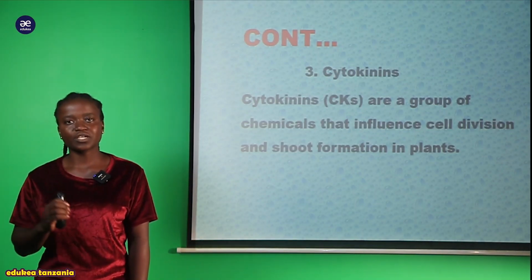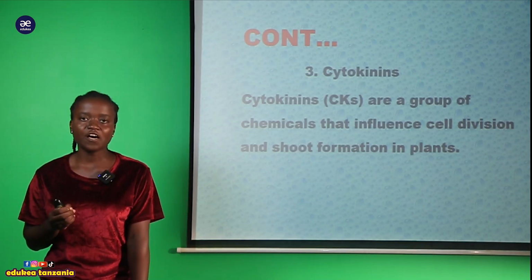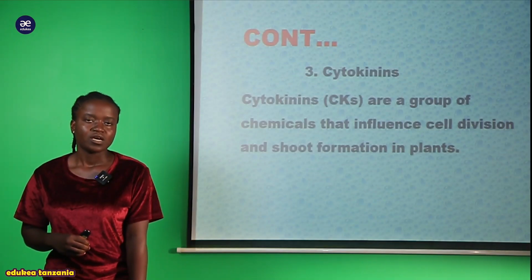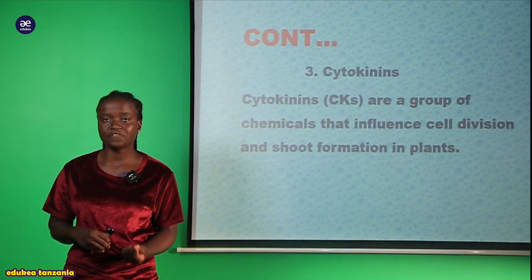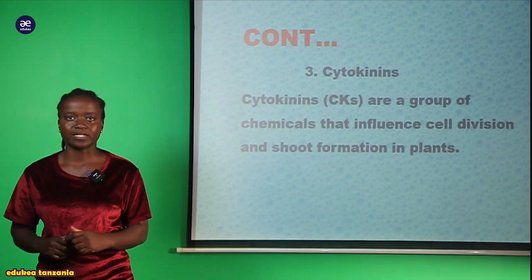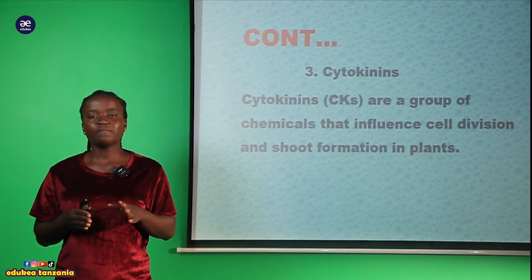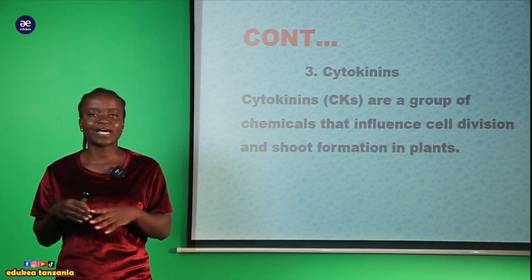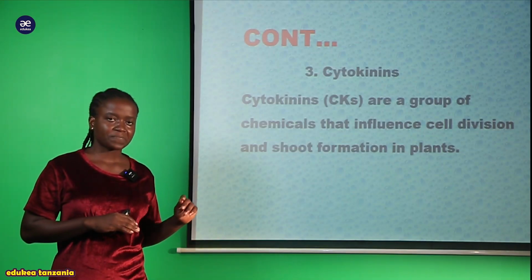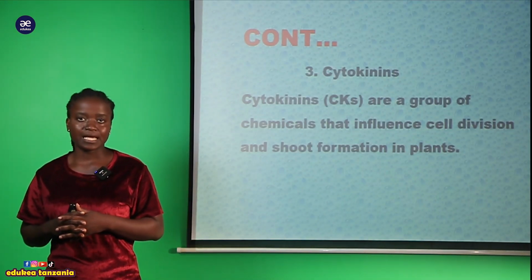So sasa hii cytokinin pia na yenyewe is naturally found within a plant and it is involved in enhancing cell division to occur within a plant. And not only cell division, but also these cytokinins are involved in shoot formation in a plant. When we say shoot formation, that means formation of a branch within a plant. Nakuta mtu nakuwa na matawi mengi sana is due to the presence of these cytokinins that provide the effect within a plant.